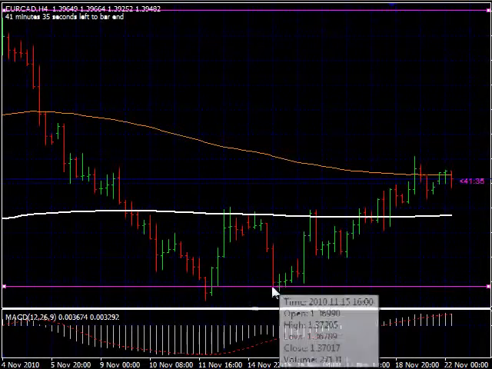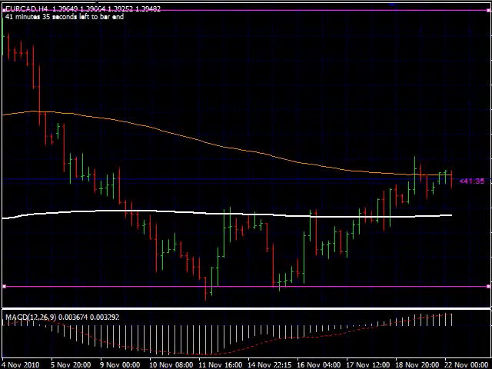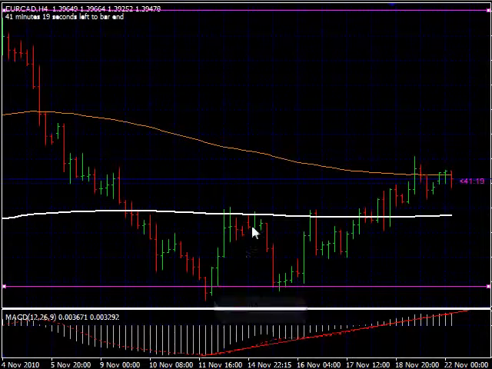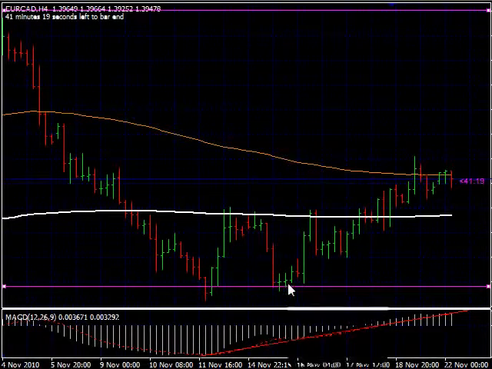In this double bottom, we can see divergence. Here is the MACD. Can we see here? We can draw a divergence over here. This is a low, it goes up, and it comes down again.